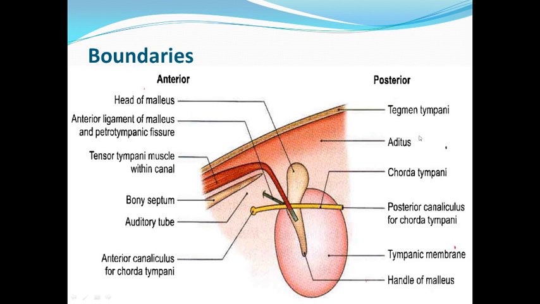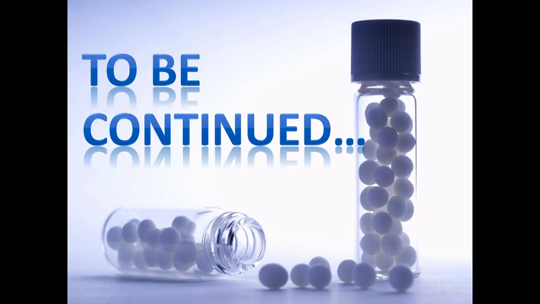So this is all for today. In the next video lecture, we will discuss the ear ossicles in detail. Apart from that, we will also discuss the joints of the ossicles and the muscles of the middle ear. Then we'll deal with the arterial supply, venous drainage, lymphatics, and nerve supply of the middle ear. And last but not the least, we'll discuss some important clinical anatomy of the middle ear.